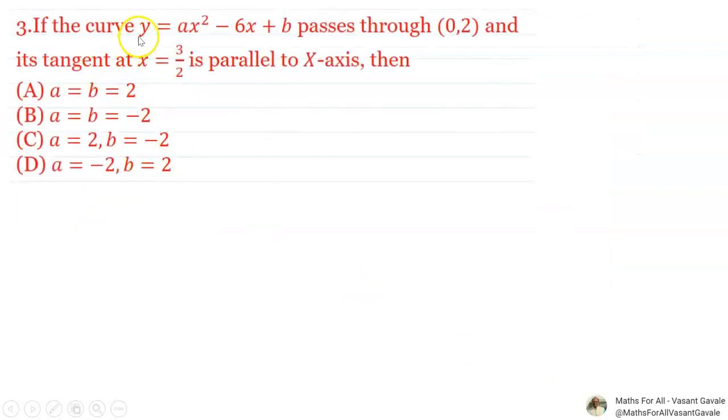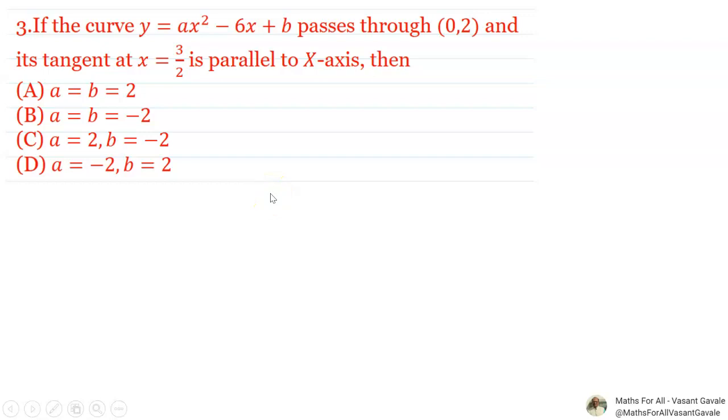Now the next example. If the curve y is equals to ax square minus 6x plus b passes through (0, 2) and its tangent at x is equals to 3 by 2 is parallel to x-axis, then the values of a and b are. Okay, now we are given this curve, and it passes through the point (0, 2), and its tangent at x is equals to 3 by 2 is parallel to x-axis.